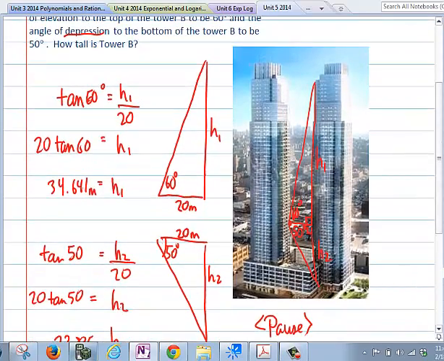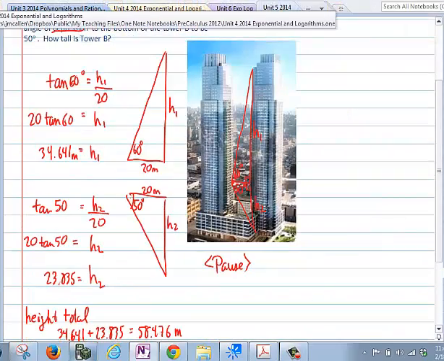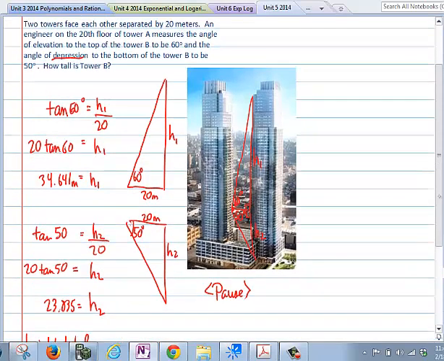Hello, class. We're back, and hopefully you had a chance to work this problem out. It definitely seems out of proportion with the scale of the drawing, because I just made up the numbers for what the angle of elevation and depression would be, but you get the general idea. We show here that H1 for the top triangle should be 34.641. We're going to use a tangent ratio of 60 degrees, and that equals H1 over 20. We solve. You guys have done this in class.